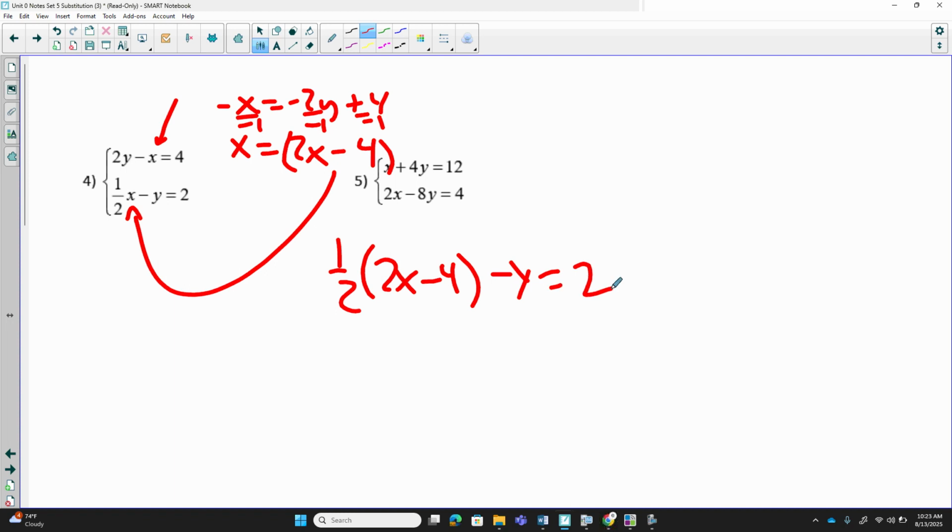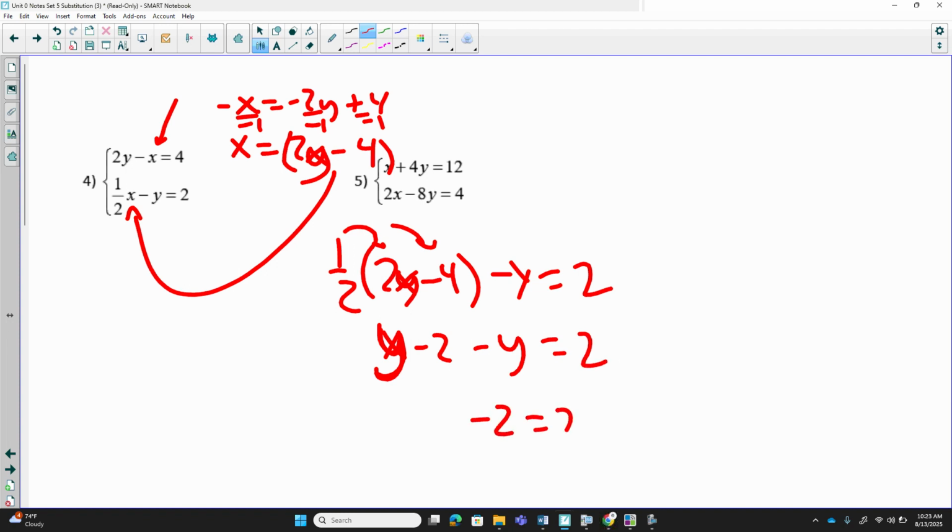Now I start to do the work here, distribute here and here. I'm going to get y minus 2 minus y equals 2. So I got negative 2 is equal to 2. That is not true. That is a false statement. If it is false, then you have no solution.